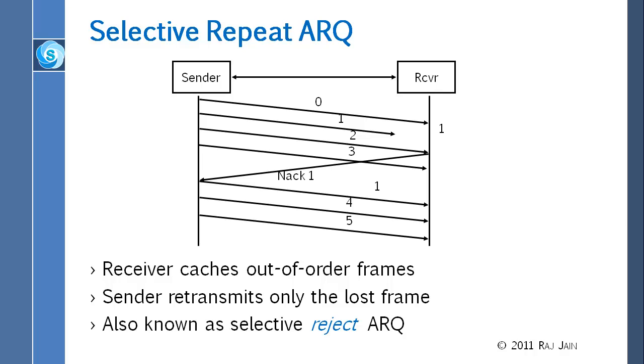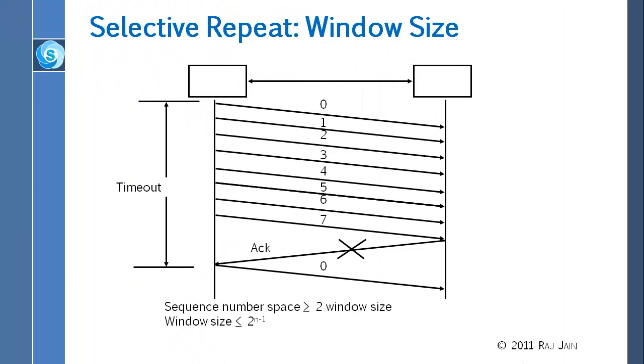This is also known as selective reject ARQ. So whether it is selective repeat or selective reject, same thing. Now the window size. If your sequence number space is 0 through 7, and you are going to use selective repeat, then your window size cannot be more than 4. Your window size cannot be more than half of the number space.